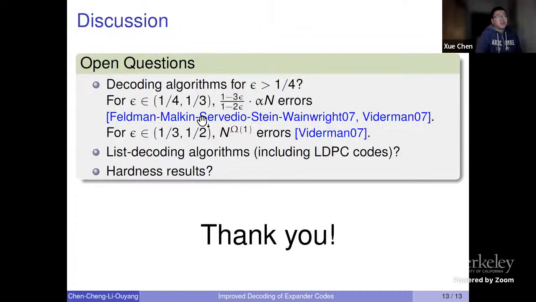Maybe one interesting question is a decoding algorithm for epsilon greater than 1/4. Another regime would be decoding algorithms beyond LDPC codes, and finally, maybe can we get some hardness result for decoding LDPC or expander codes?